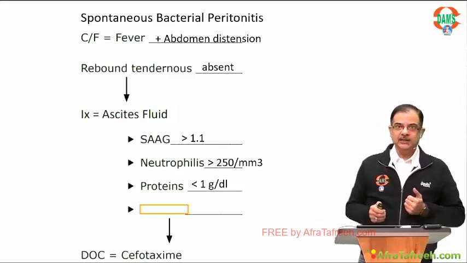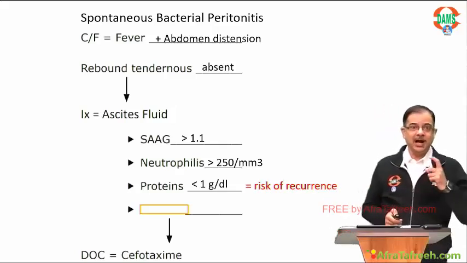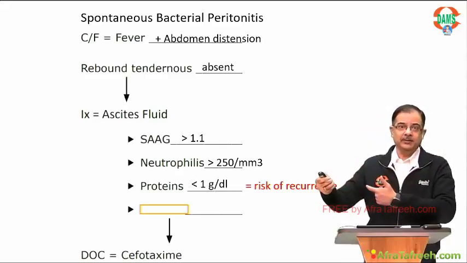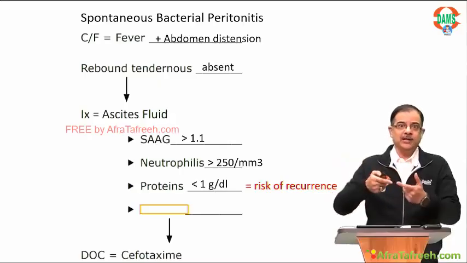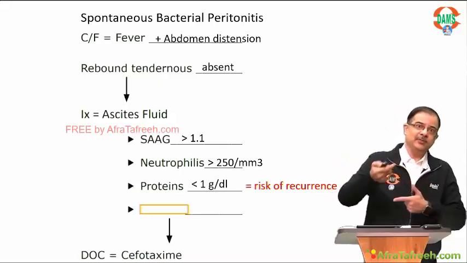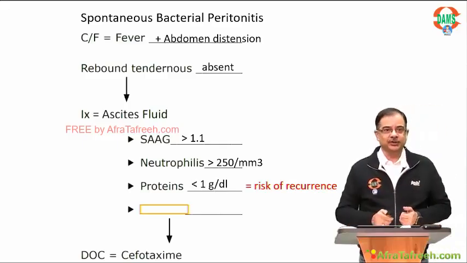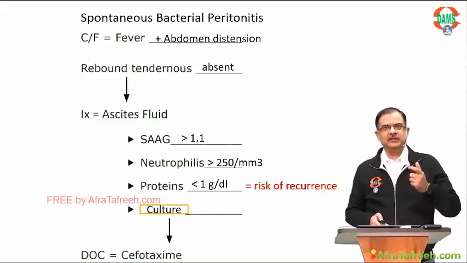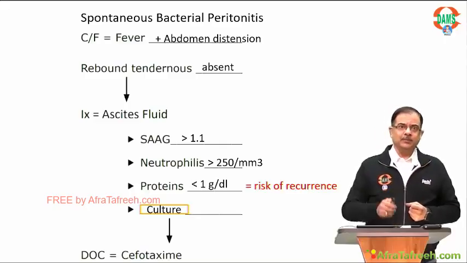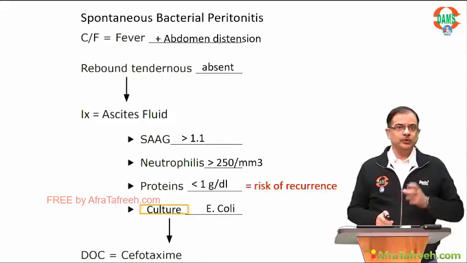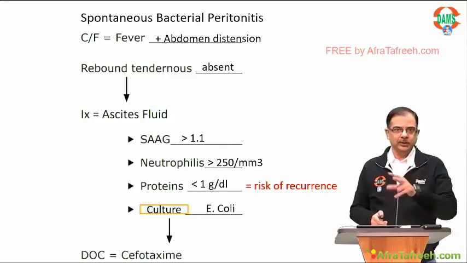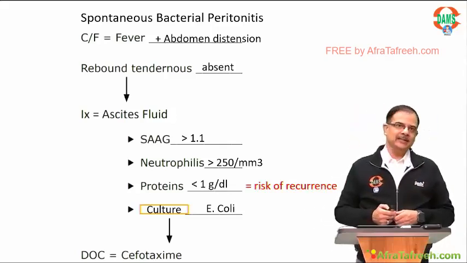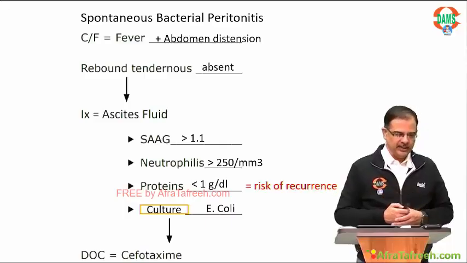And if the proteins are less, this makes the patient at high risk of recurrence. So this SBP will recur again and again if the proteins are less. Proteins are less means local antibodies are less. So that will predispose to frequent recurrent infections. While culture, when we see the culture, the most common bacteria for cirrhosis induced SBP is E. coli. And the drug of choice here is cefotaxime.